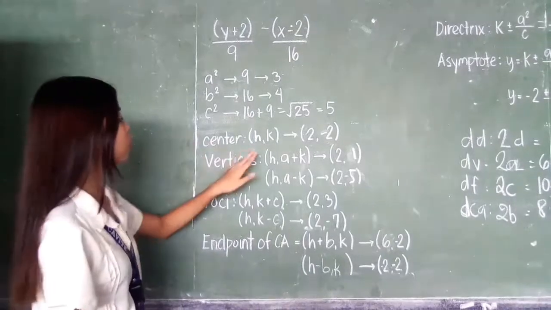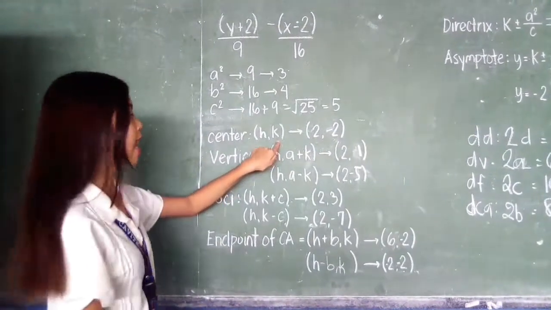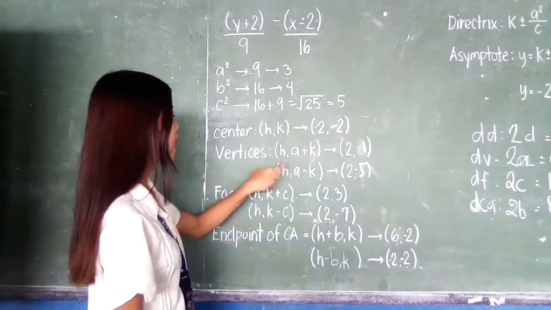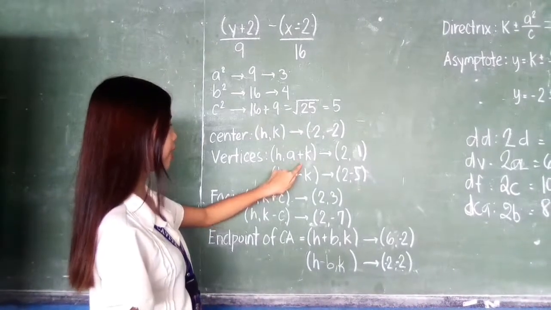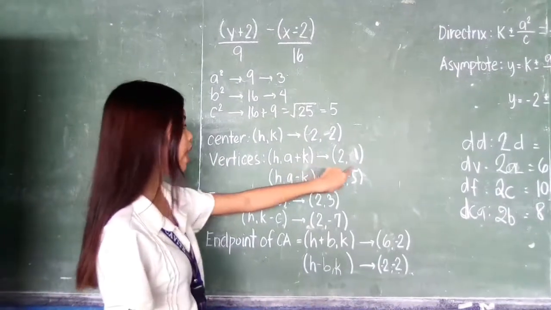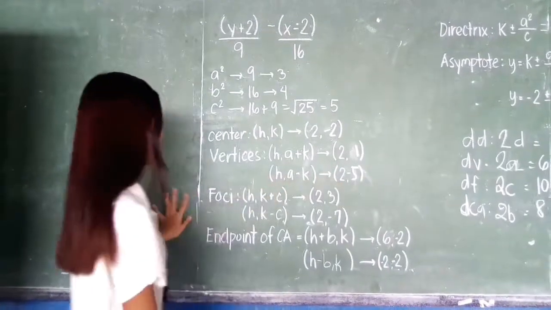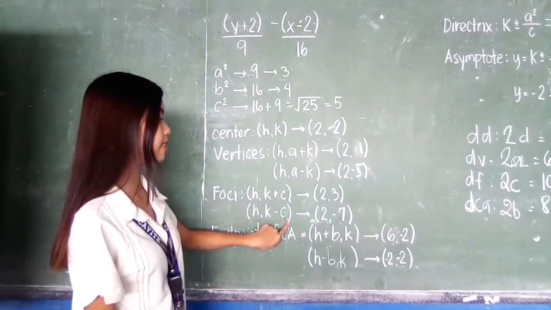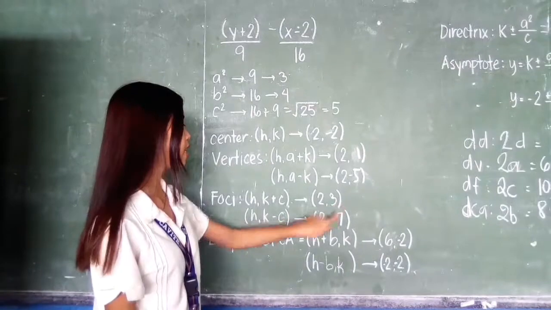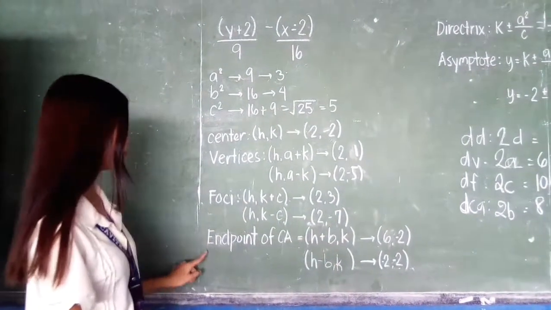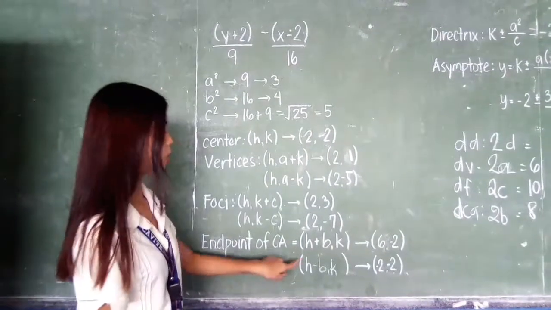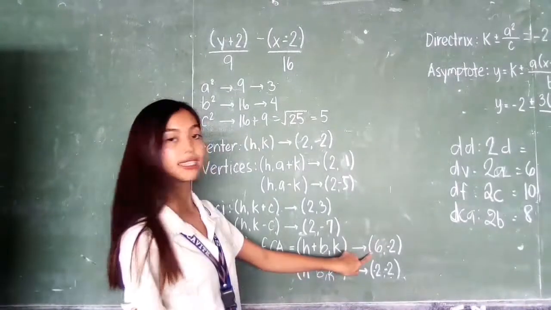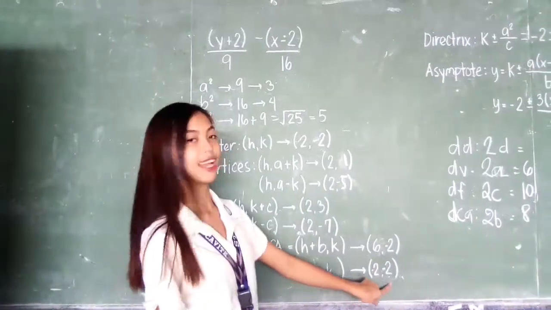To find the center, we will use h and k and substitute it. And the answer will be 2 and negative 2. For the vertices, use h and positive and negative a and k. So the answer will be 2 and 1 and 2 and negative 5. And for the foci, we will use h, k, positive and negative c, and the answers will be 2 and 3, 2 and negative 7. And for the endpoints of the conjugate axis, we will use h, positive and negative b, and k, and the answers are 6 and negative 2, and negative 2 and negative 2.